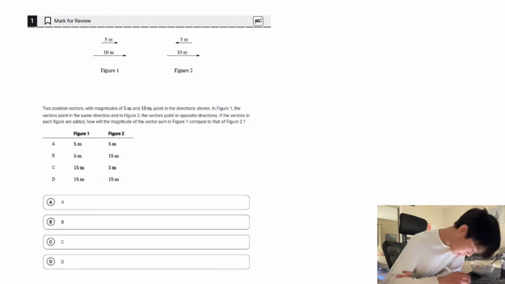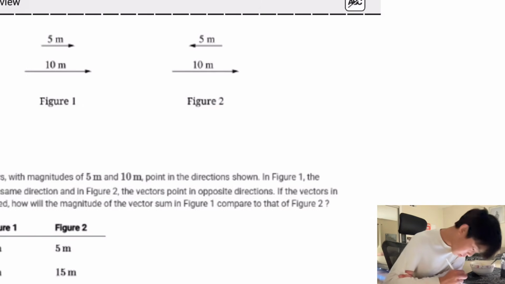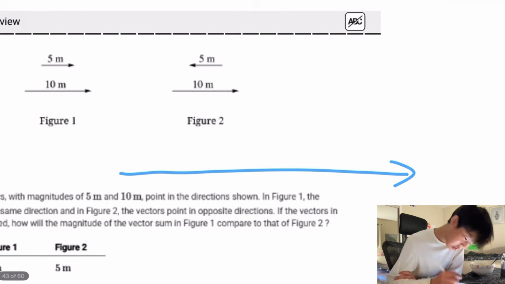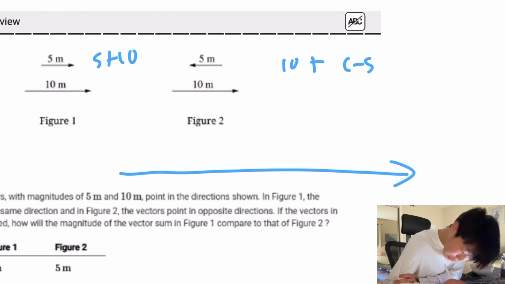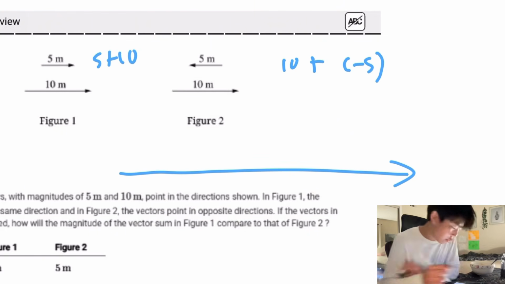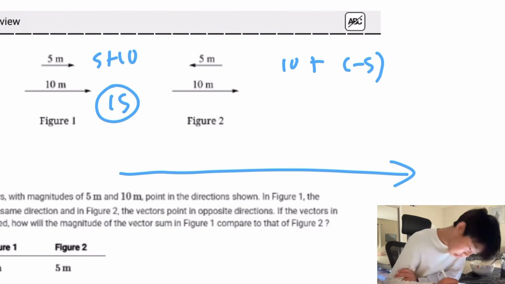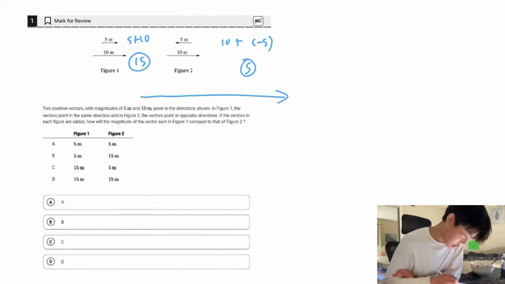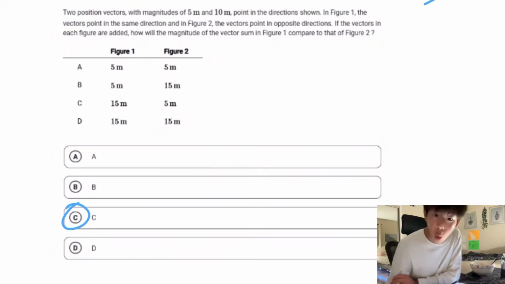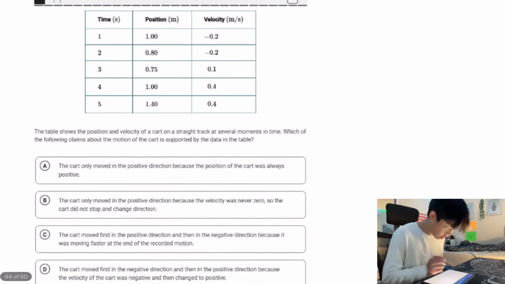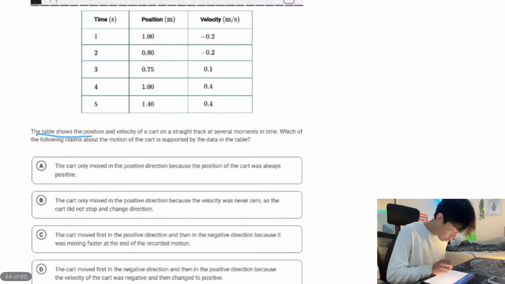Alright, anyway, basically it's just asking you to add these if the positive direction is this way. Let's just assume it is that way. We're going to have a 5 plus 10, and then a 10 minus 5, or 10 plus negative 5 if you want to be really fancy. But anyway, it's 15, and this one's going to be 5. 15 and 5. See? All right, boom.